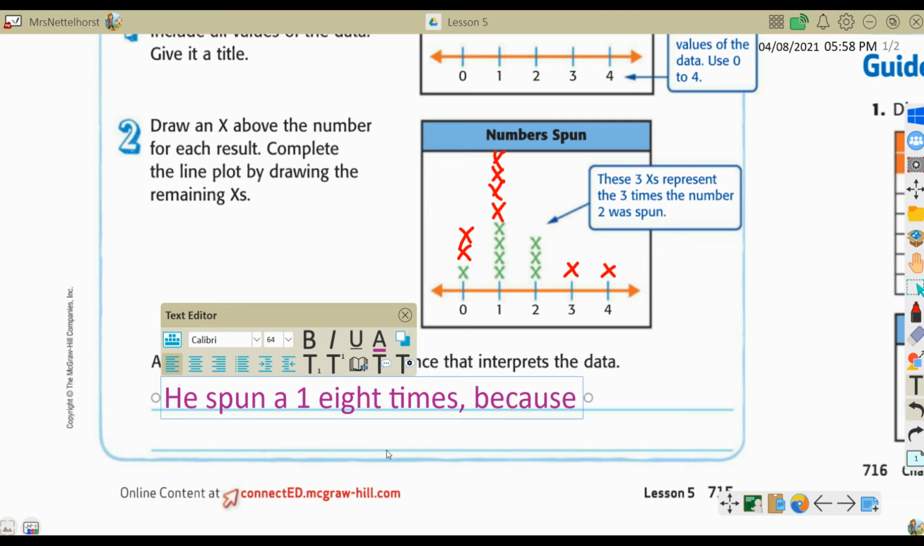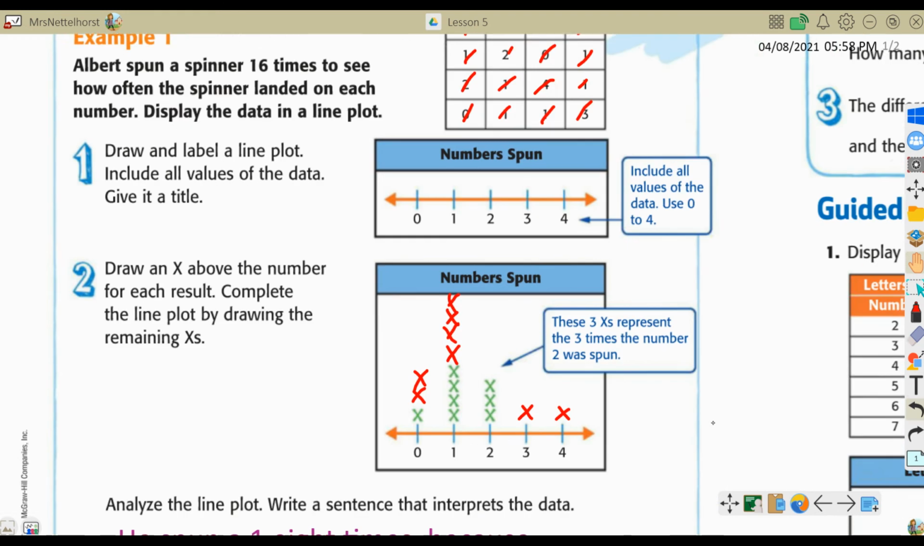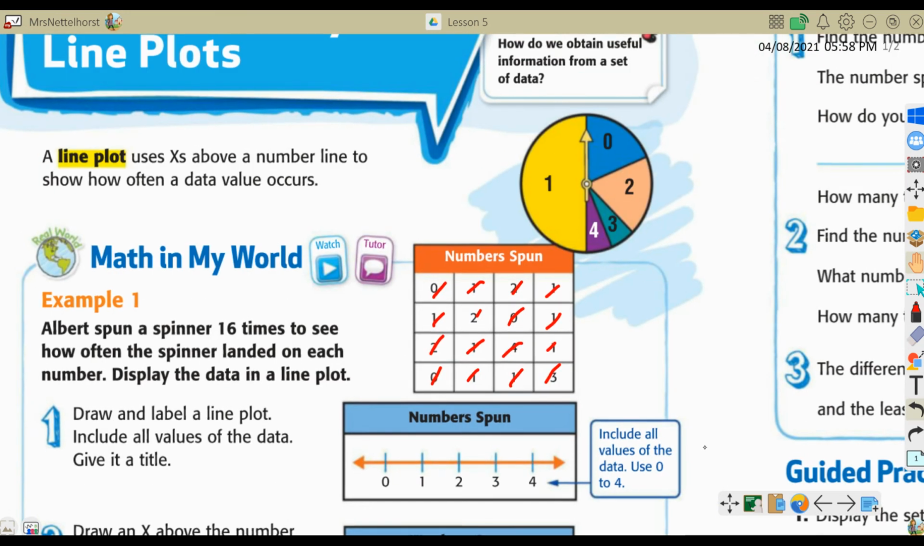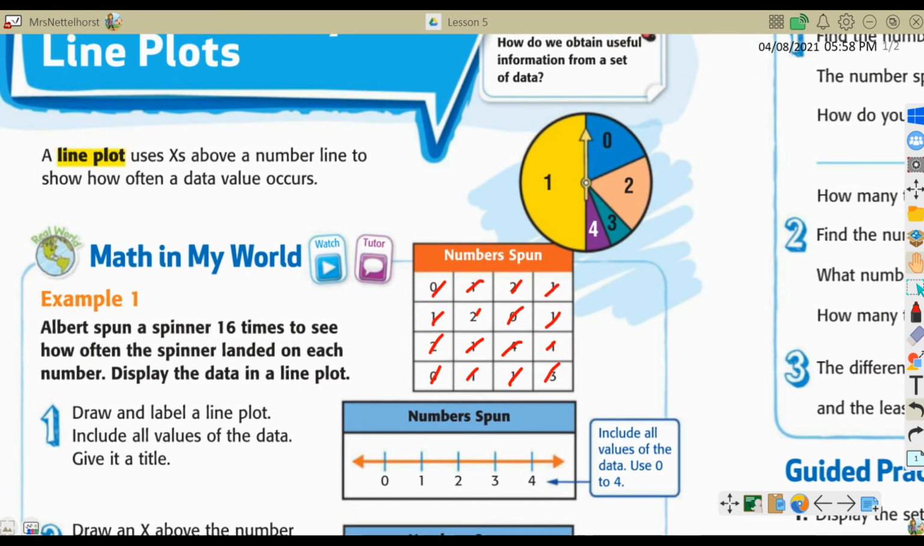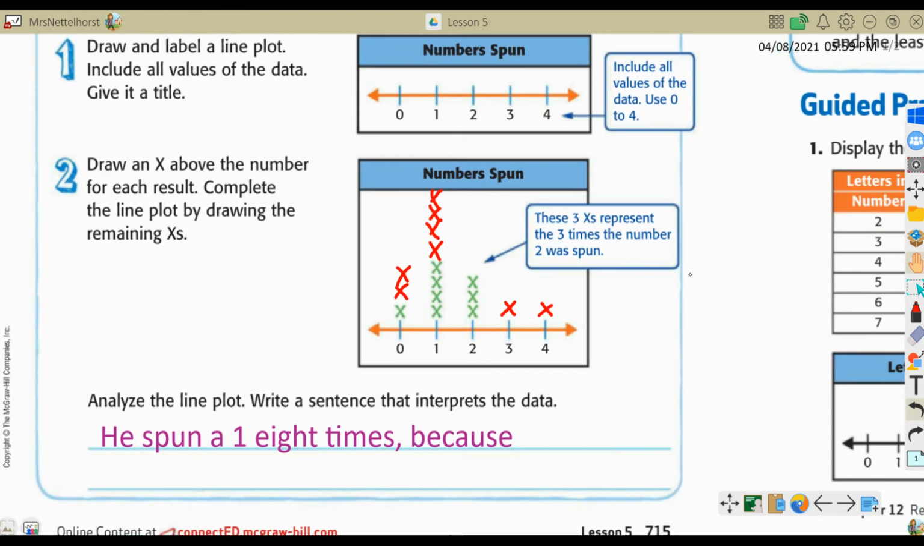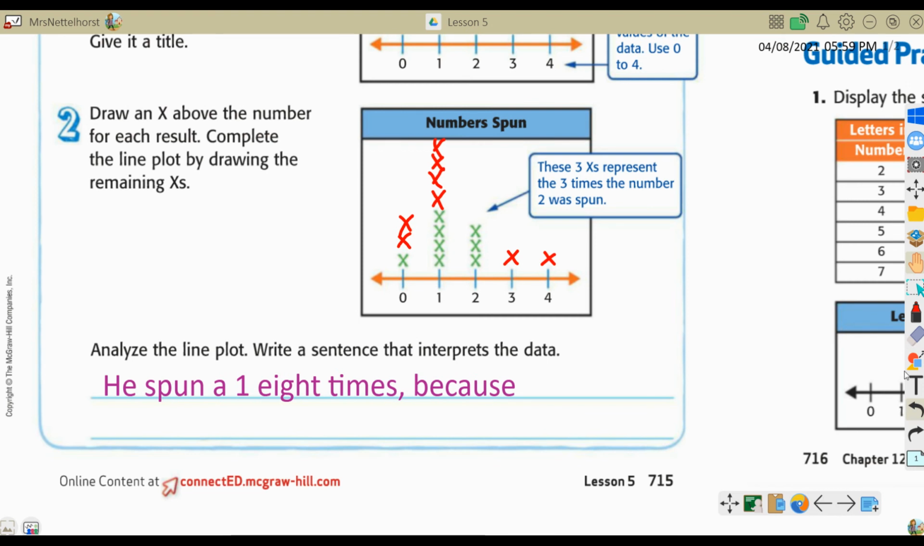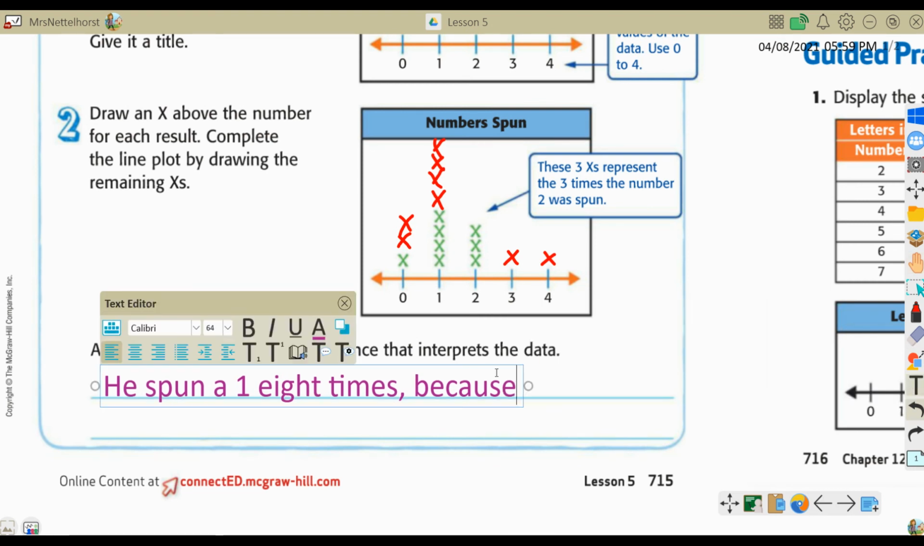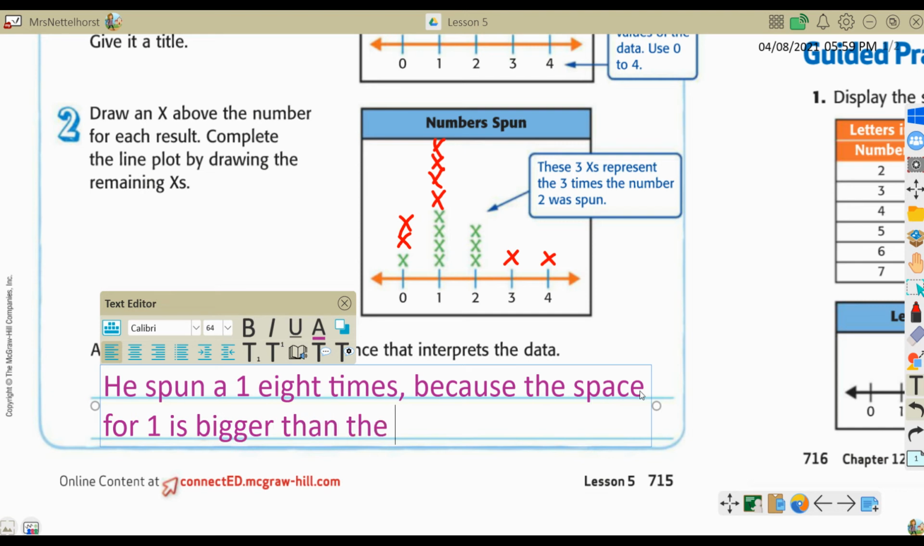because, look at the spinner. The spinner part is huge. I mean, the 1 is huge compared to the other ones. So 3 and 4 are the smallest, and he spun those the least. So that makes sense, doesn't it? Okay, so he spun a 1 8 times because the space for 1 is bigger than the others.